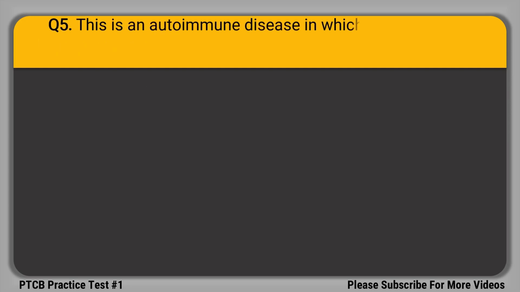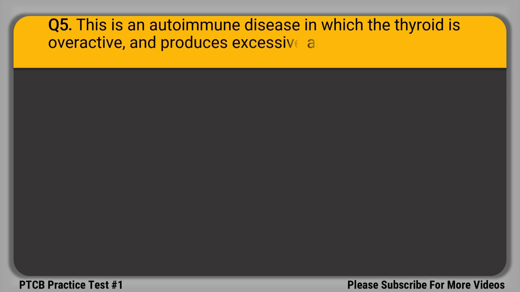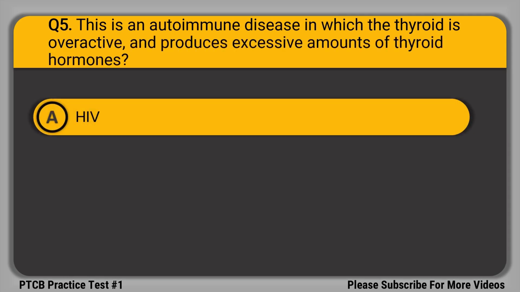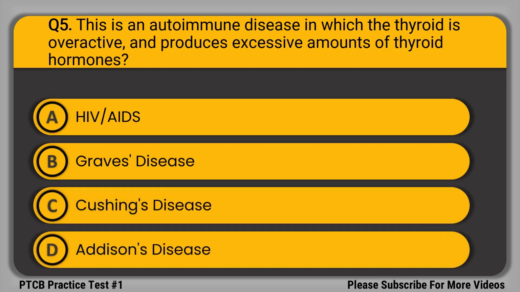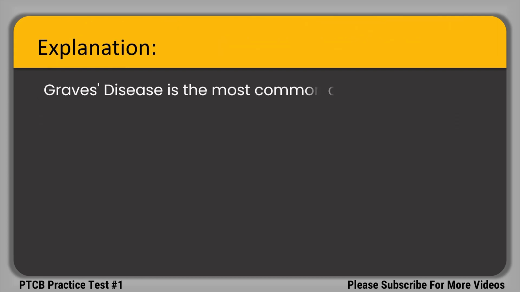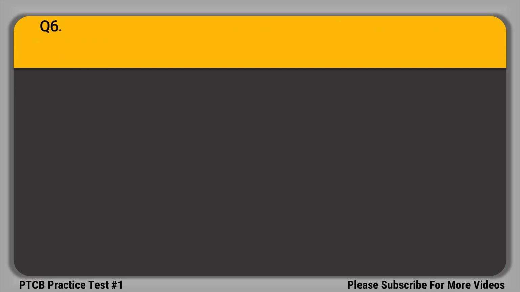Question 5. This is an autoimmune disease in which the thyroid is overactive and produces excessive amounts of thyroid hormones. A. HIV or AIDS. B. Graves' disease. C. Cushing's disease. D. Addison's disease. B. Graves' disease. Graves' disease is the most common cause of hyperthyroidism.